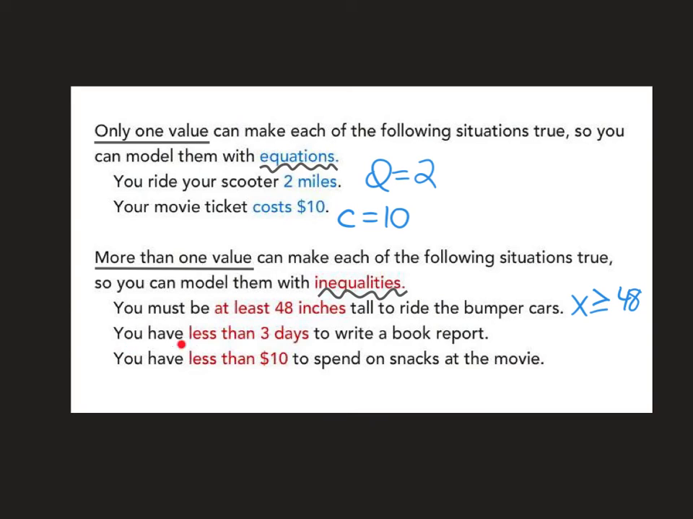How about this one? You have less than 3 days to write a book report. Well, that's got more than one possible answer. It could be 2 days, could be 1 day. So the inequality would look like this: x is any number that's less than 3. It doesn't include 3. And finally, you have less than $10 to spend on snacks at the movie. So again, x is any number that is less than 10. If it said you can spend up to and including $10, then it would be less than or equal to. But it says, nope, less than 10. So it can't be 10.